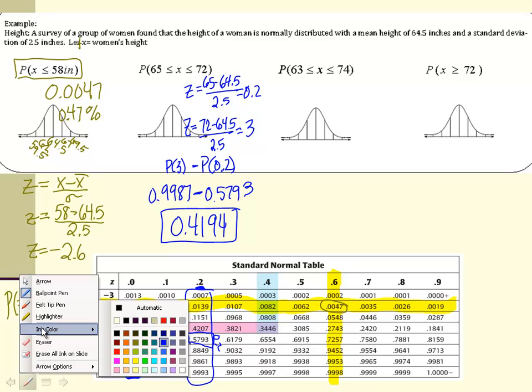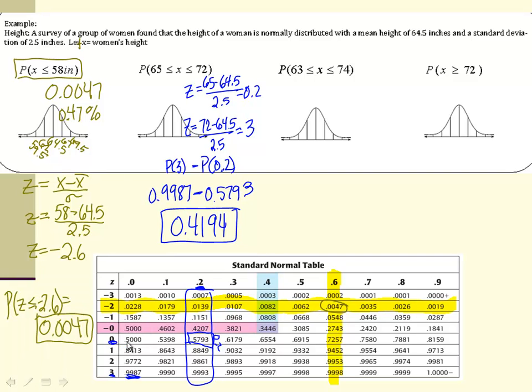Okay, let's look at the next one here. We want the probability of our value being greater than 63 but less than 74. So we can find the probability of it being less than 74, but then we have to subtract from that the probability of it being less than 63, because those are the values that we don't want. So let's find the z-scores for both of them. My z-score for 63 is 63 minus my mean divided by my standard deviation, and that's negative 0.6.